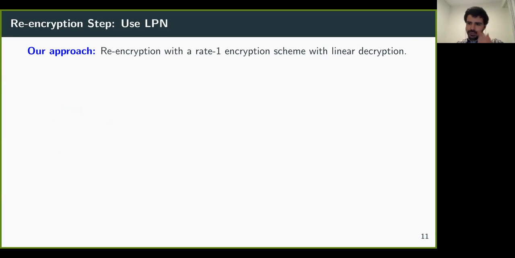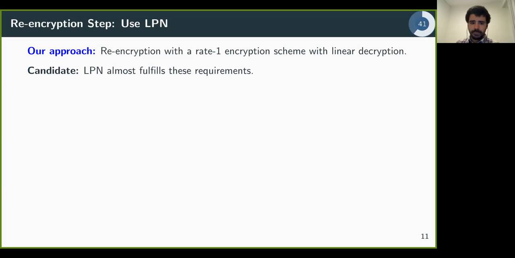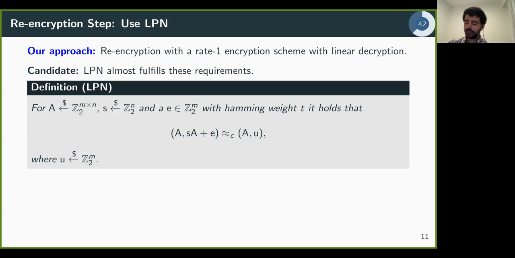Our main idea to reduce the receiver's rate is to perform a re-encryption step. For that, we need an encryption scheme which has rate 1 and for which decryption is a linear function. It turns out that using the learning parity with noise assumption is a natural approach, because LPN almost fulfills these requirements. Recall that the LPN assumption states that for a random matrix A, a random vector S, and a sparse error vector E, the distribution of S times A plus E is indistinguishable from a uniform vector.